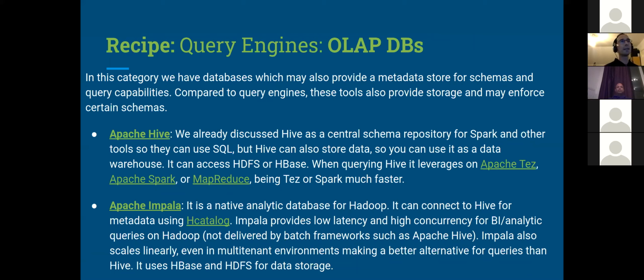So Hive can be used as a metadata store for your schemas, right? Spark uses it like that, but it can also store data as well. But most of the time it's used mainly as a metadata store. And Apache Impala is another OLAP engine for Hadoop that I haven't used, but it provides really great capabilities. It uses HBase and HDFS for storage.